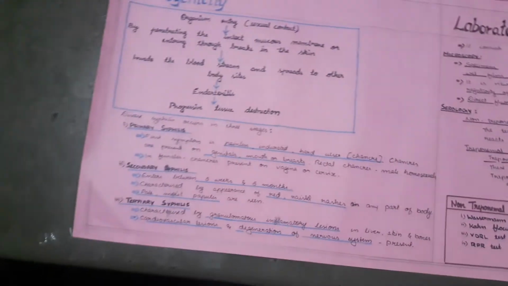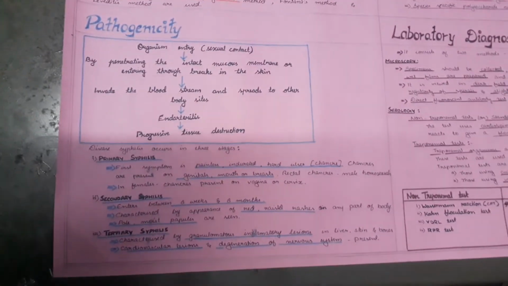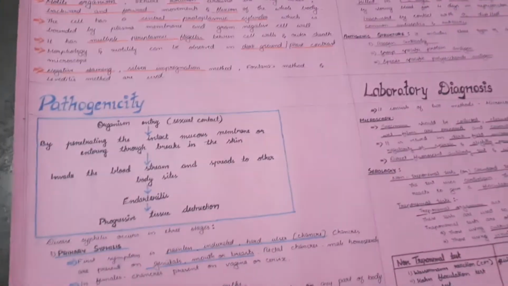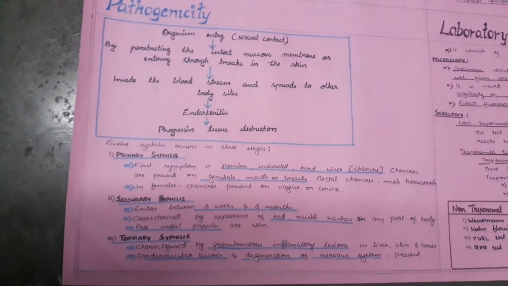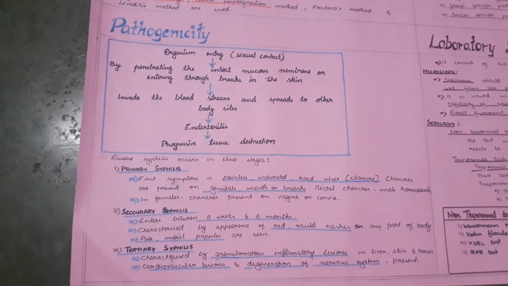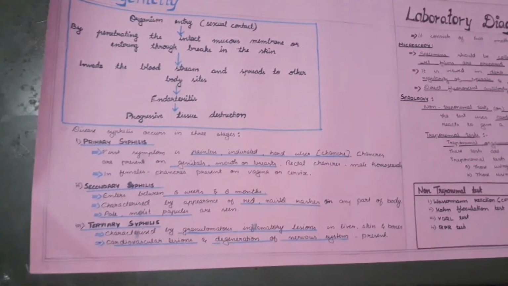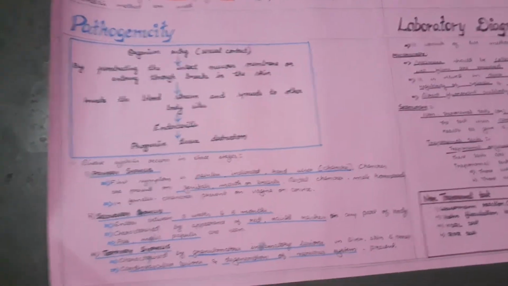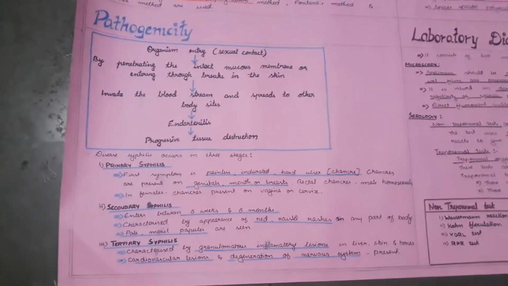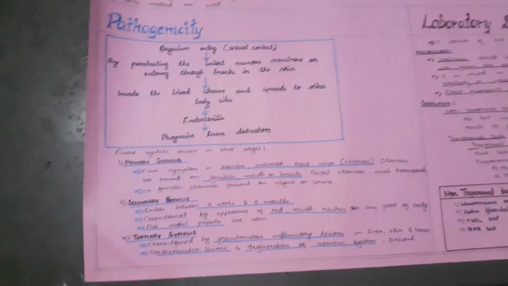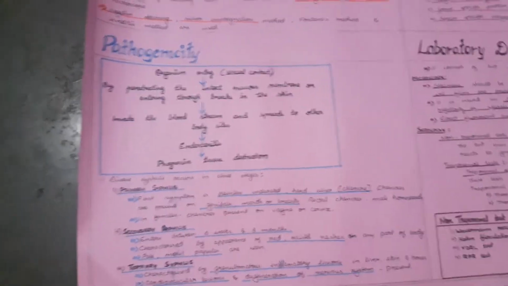Coming to the pathogenicity, the transmission is through sexual contact. It enters through breaks in the skin or by penetrating through the mucous membrane. Clinical disease sets in after an incubation period of 10 to 90 days. The organism enters through sexual contact and penetrates the intact mucous membrane or breaks in the skin. It invades the bloodstream and spreads to other body sites. It causes endarteritis and progressive tissue destruction.